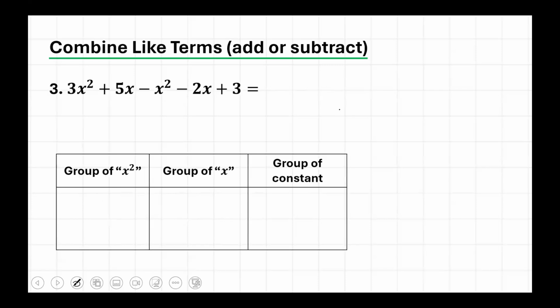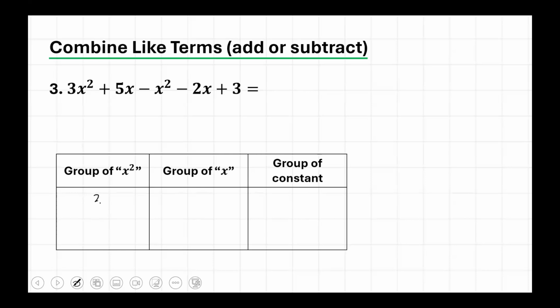For number 3, we have 3x squared plus 5x minus x squared minus 2x plus 3. Here you might say that we have two groups, x and constant, but even though they have the same variable, they don't have the same exponent. A different exponent is a different group. Always remember that. So we have 3x squared, that's one group. 5x is another group. 3 doesn't have any variable, so that's another group.